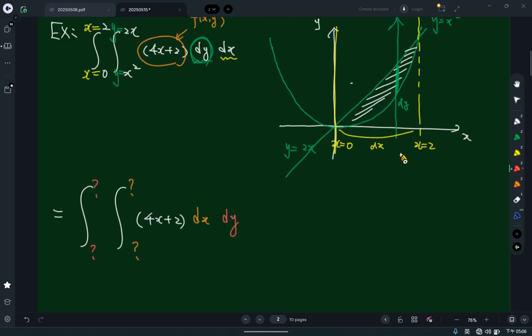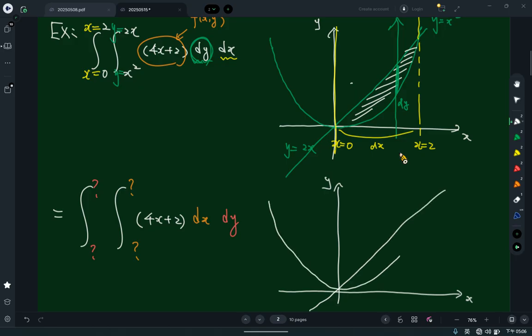I just make it smaller so you can have a whole picture. I just redraw a region for your reference. So the region is still here. It's still this one and also this one. But this time we will go for dx first, so that means you need to emit a line which is parallel to the x-axis. So this is dx.